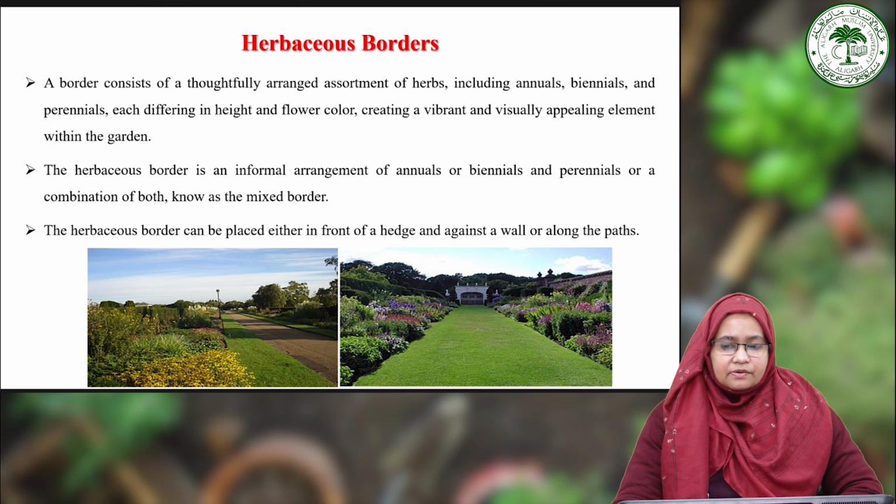It typically includes annuals, biennials and perennials, either individually or in combination, which is often referred to as mixed borders. This blending of plant types adds diversity and interest to the border. Placement options for the herbaceous borders are flexible. It can be positioned in front of a hedge, against a wall or along a pathway within the garden.